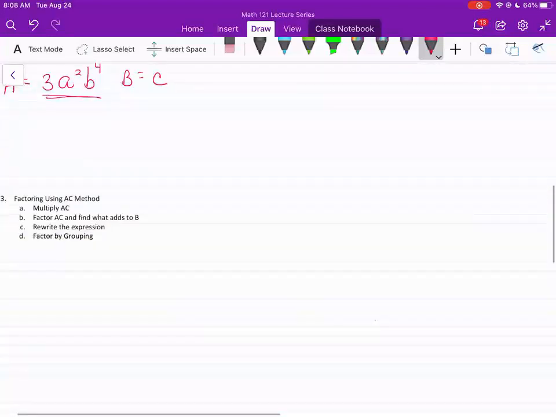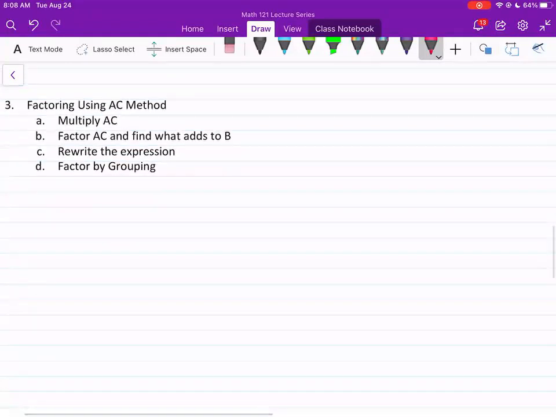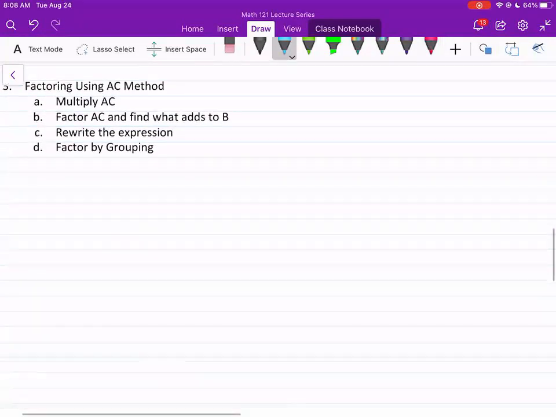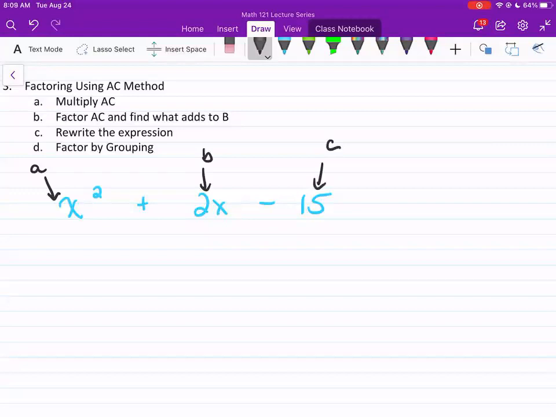If there are 3 terms, we use something called factoring using the AC method. Now, you may have learned factoring using the box method or something called tic-tac-toe. If you have a method of factoring that you prefer, you are welcome to use that. This is just a pattern that I have found that seems to help students organize their thoughts. If we have 3 terms in what we're trying to factor, then we think of these as our coefficients a, b, and c. And remember, it's our coefficients, not the variables.